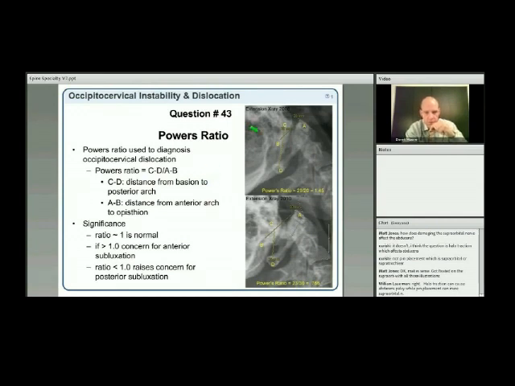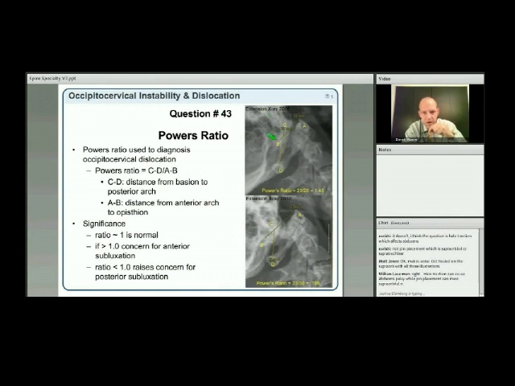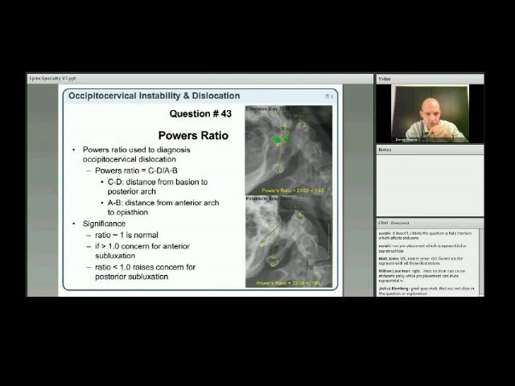What this is looking for is essentially subluxation of the occiput on the C1 joint. So your Powers ratio is measured by measuring the distance from the anterior arch of C1 to the basion, which is point B here, and it's the ratio for the posterior arch of C1 to the opisthion, which is point C here. So if you look at this x-ray, look at the distance from the anterior arch of C1 to the basion. You can see it's pretty small.